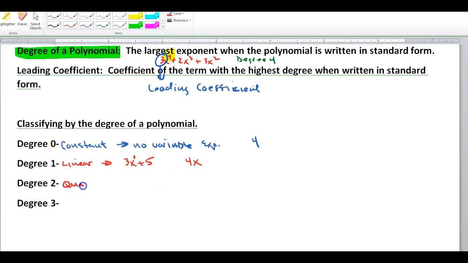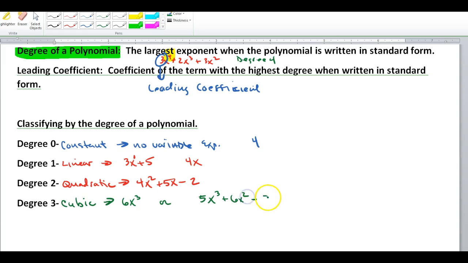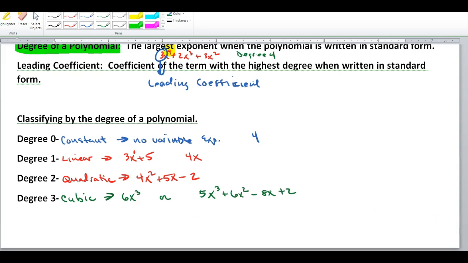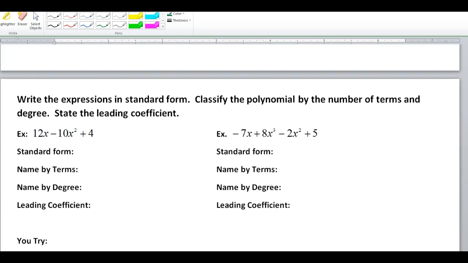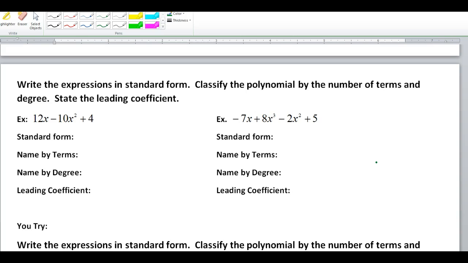A degree 2 polynomial we call a quadratic. An example of what this would look like: 4x squared plus 5x minus 2 is degree 2, but anytime we have a degree 2 polynomial, we call it a quadratic. Then, degree 3, we call cubic. An example of that would be 5x to the 3rd plus 6x squared minus 8x plus 2. Both of these would be examples of a cubic polynomial. So being able to classify by number of terms is important, but it's also important to be able to classify by the degree.